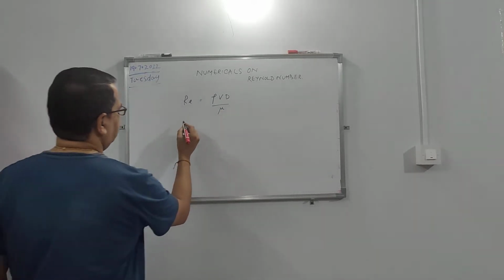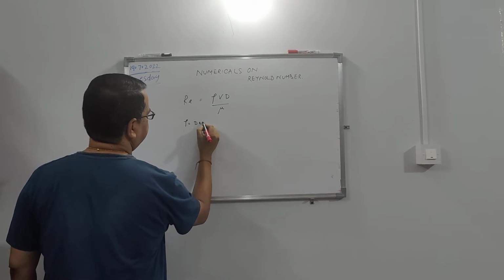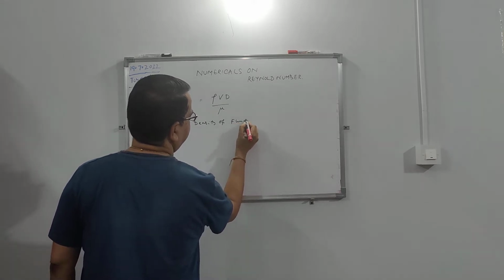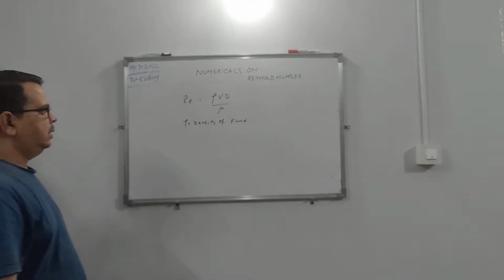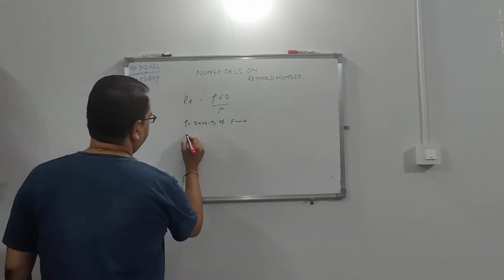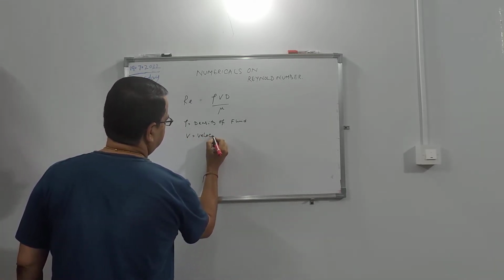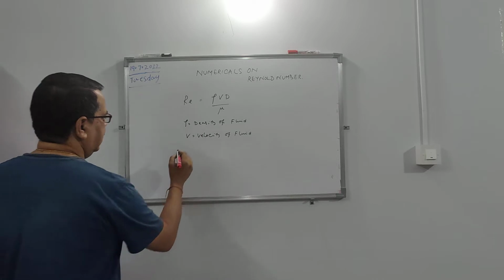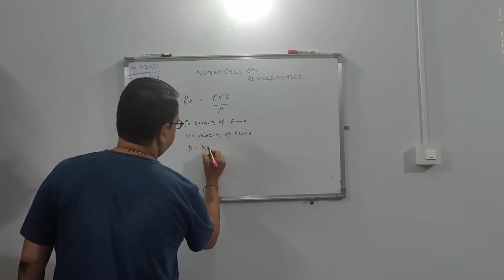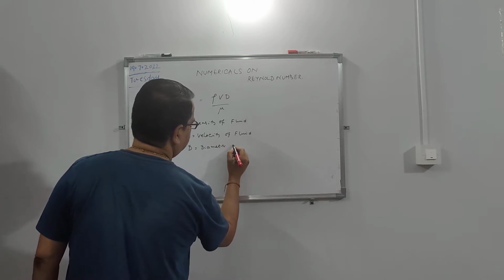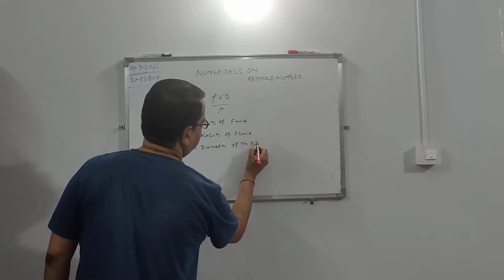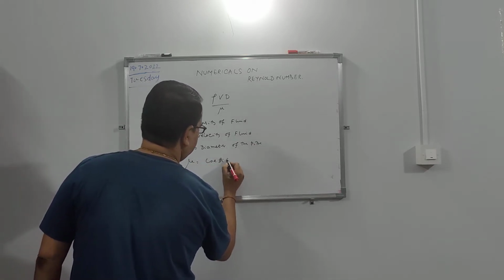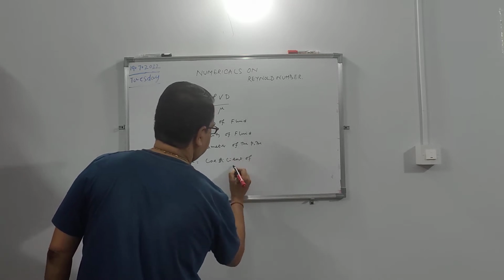So what is this rho? It is the density of the fluid. It can be any fluid, water, oil or whatever. V is the velocity of the fluid, and D is the diameter of the pipe. And mu is called the coefficient of viscosity.